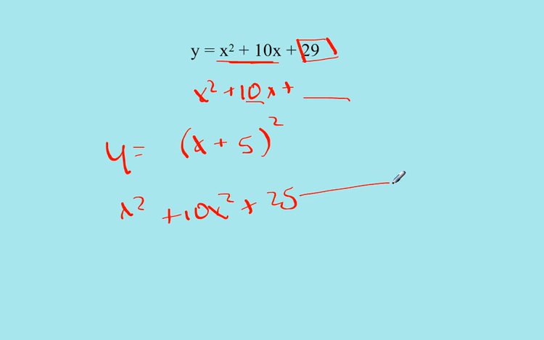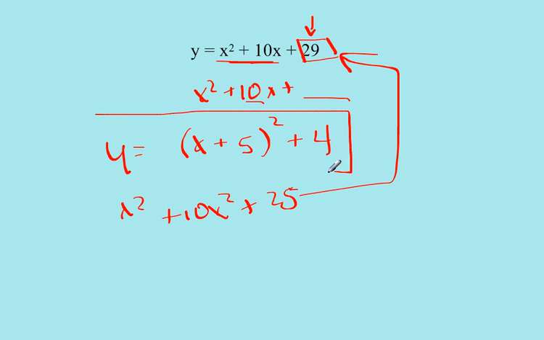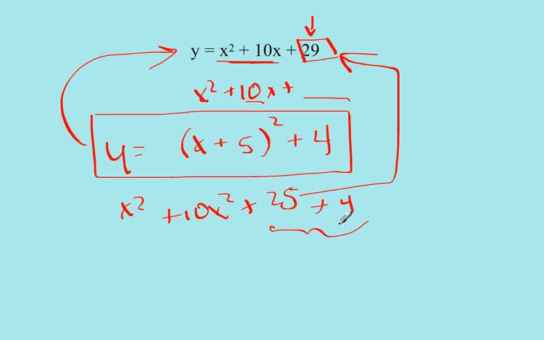But I don't want 25. I'm supposed to get to 29. So what's wrong is, I'm 4 short. If I simply add 4 to this 25 here, I'll get back to where I should be, the 29. So this should be equal to the original. I could multiply it all out, I get this, and I have plus 4. And if I simplify it, I'll get the original problem.